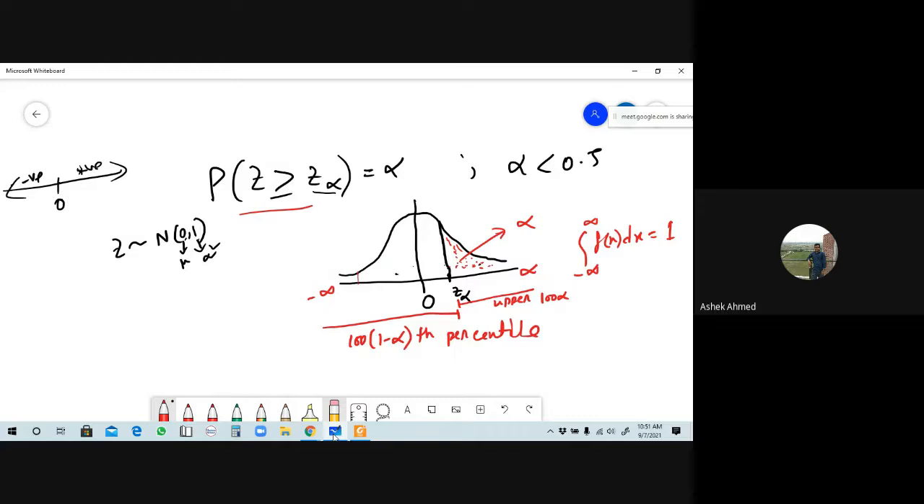Percentile means the area from minus infinity up to that point. If a percent such as 30% is given, it represents the area from minus infinity up to that 30% point. So z sub alpha is the 100 into 1 minus alpha percent point, but you have to remember that the value of alpha will be less than 0.5. Response me. Yes, sir.